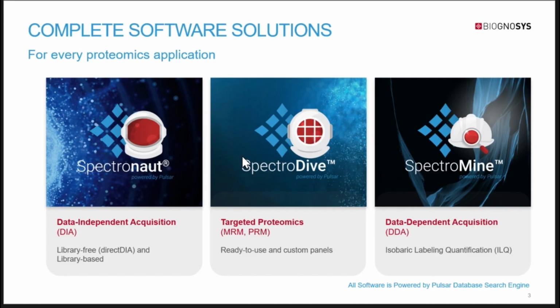All right, so at Biognosis we have three products. I think most people are familiar with Spectronaut. It's our flagship product for analysis of DIA data, both library-based and library-free. We also have SpectroDive for targeted proteomics analysis. And then we also have SpectroMine, which supports analysis of DDA data.